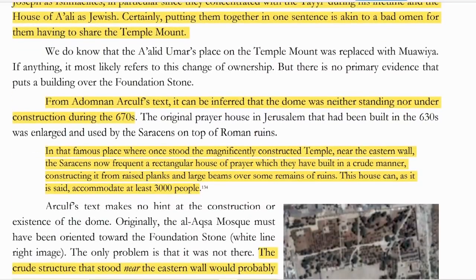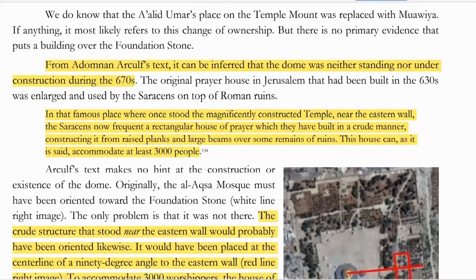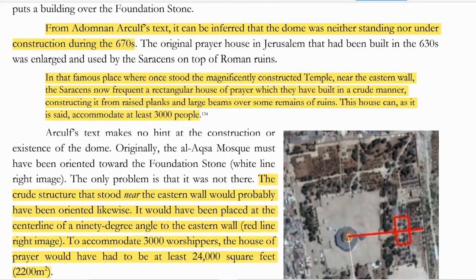We do not know that the Alid Umar's place on the Temple Mount was replaced with Muawiyah. If anything, it most likely refers to this change of ownership, but there is no primary evidence that puts a building over the foundation stone. Okay, so this is a key bit, and this actually questions something that I had maybe misunderstood. From Arculf's text, it can be inferred that the dome was neither standing nor under construction during the 670s. Well, that I would agree.